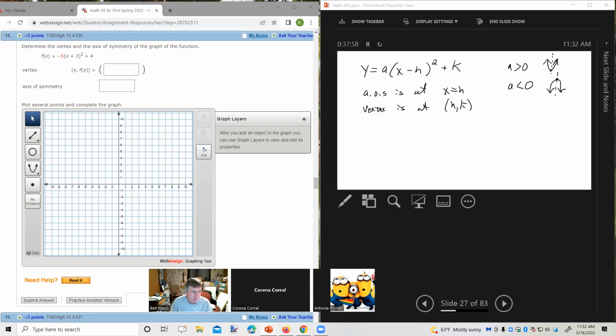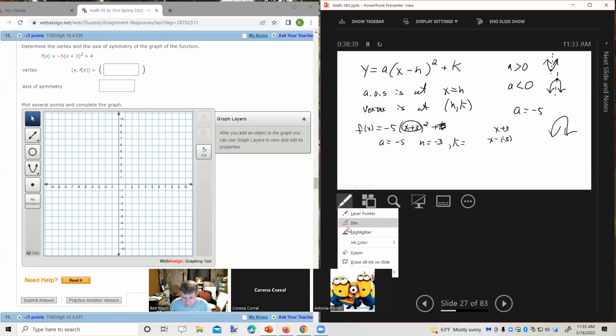Okay, so for problem number 18 over in WebAssign, where we have f of x equals -5 times the quantity x plus 3 squared plus 4, since a is -5, this is going to open downward. And a is -5 and h is -3, because if we took x plus 3 and wrote it as x minus something, it would have to be -3, and k is equal to what? Oh, I wrote k here instead of a 4. My bad. Let's fix that.